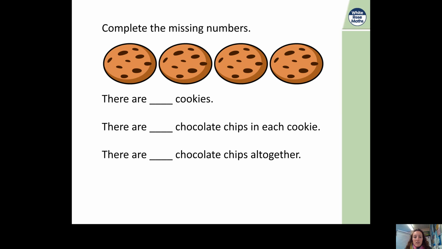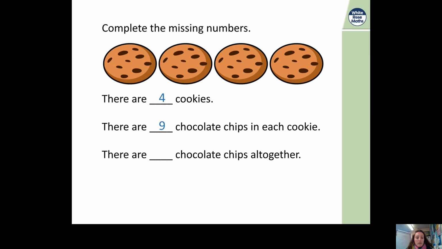Now let's have a look at some questions which involve the 9 times table. So you have to fill in the missing numbers here. So altogether there are 1, 2, 3, 4 cookies. And on each cookie we can count there are 1, 2, 3, 4, 5, 6, 7, 8, 9 chocolate chips in each one. So altogether, if there are 4 cookies and 9 chocolate chips on each one, what's the calculation that we need to do?